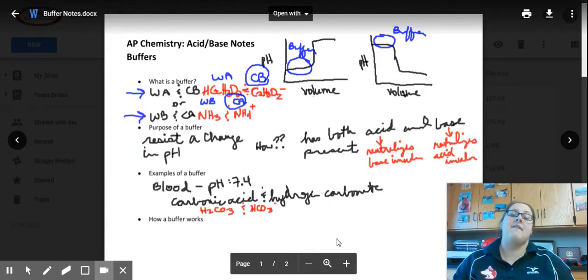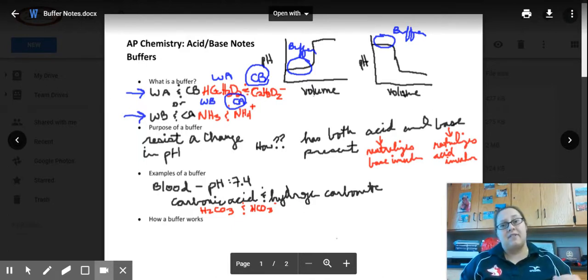If we didn't have a buffer in our bloodstream, then anytime anything acidic or basic came in contact with our blood, we could get something called acidosis, which means the pH in our blood is way too acidic, or alkalosis, which means the pH in our blood is way too basic. That can actually make us sick, and it could even result in death. So it's very important that we maintain that buffer in our blood system.